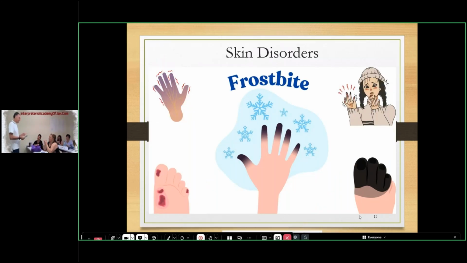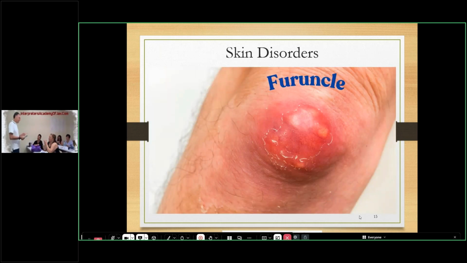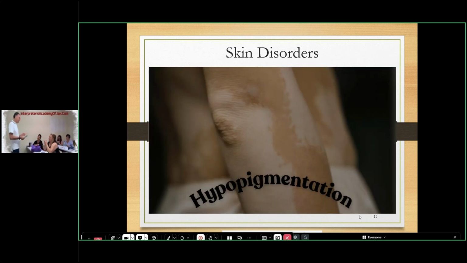Frostbite is damage to the skin, tissues, and blood vessels as a result of prolonged exposure to cold. Furuncle is a localized skin infection originating in a gland or hair follicle and characterized by pain, redness, and swelling, also called a boil. Hypopigmentation is unusual lack of skin color, usually involving only localized areas of the skin and not the complete absence of pigmentation as in albinism.